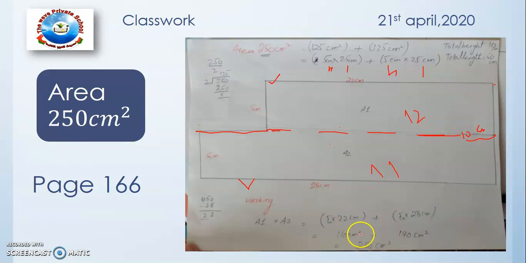Centimeter multiplied by centimeter, it means we can write it as square. Then 5 times 28, 140 centimeter square. Then after that we need to add. Then we get 250 centimeter square, which is the required area. So from this procedure, we can draw exactly the rectilinear shapes. You have to draw other shapes by yourself.